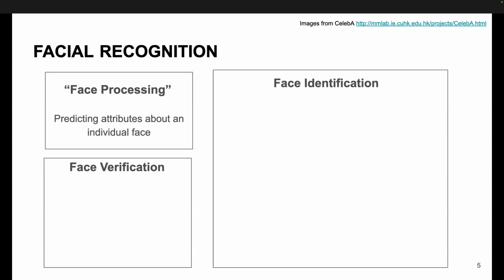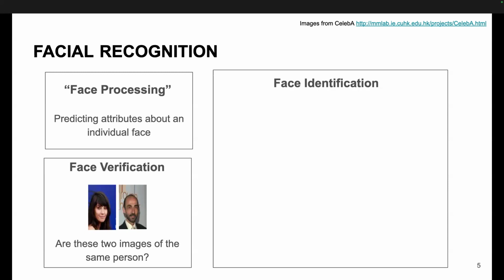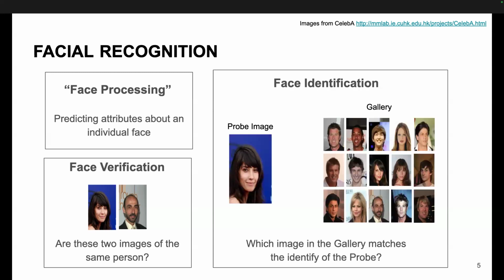There's another form of facial recognition, which is called facial verification, which is: given 2 images, are they of the same person? This is the next more complicated version of facial recognition algorithms. And then finally, the most complicated form is the facial identification problem, where you have a gallery of images and identities of people, so names of people, for lack of a better word, and you have a probe image, and then you're asking, who in this gallery set is this probe image related to?